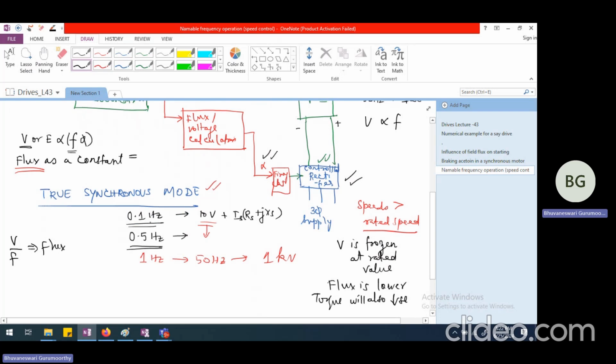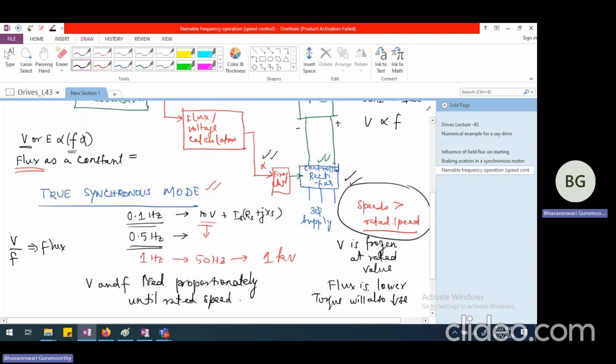So the true synchronous mode adopts voltage and frequency increased proportionately until rated speed. But whenever we are talking about speeds greater than rated speed, the voltage is frozen at rated value, flux will be lowered, so the torque capability of the machine will also be lowered.